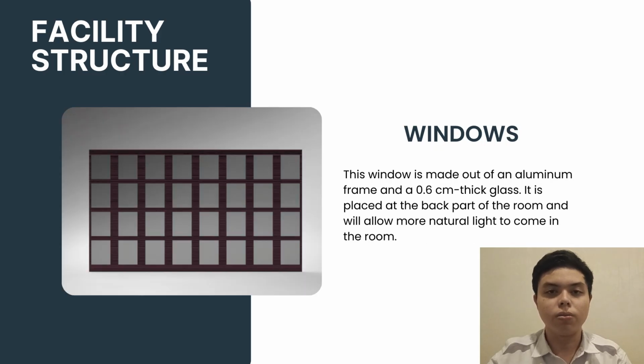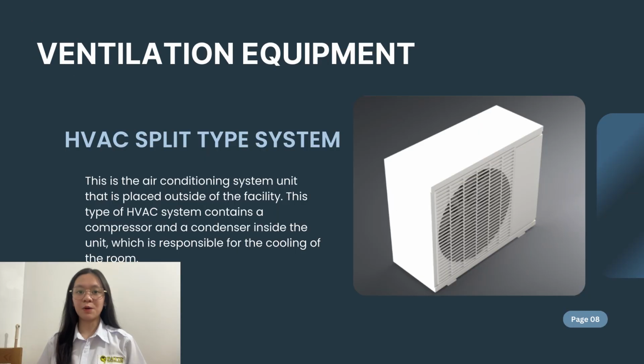At the rear of the room, we have a large window. This is framed in aluminum and features a 0.6 cm thick glass pane. This specific thickness was chosen for durability. Placing this window at the back allows natural light to flood the workspace, reducing the reliance on artificial lighting during the day. Now, we arrive at the core of our project, the ventilation equipment.